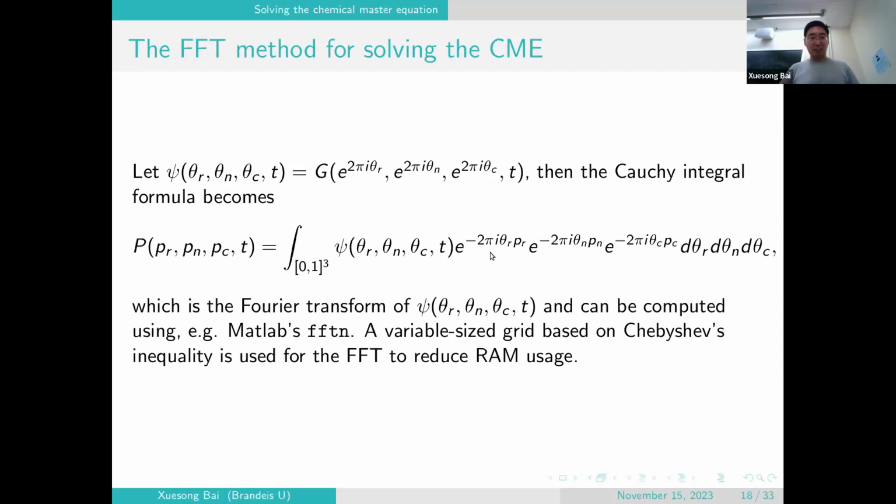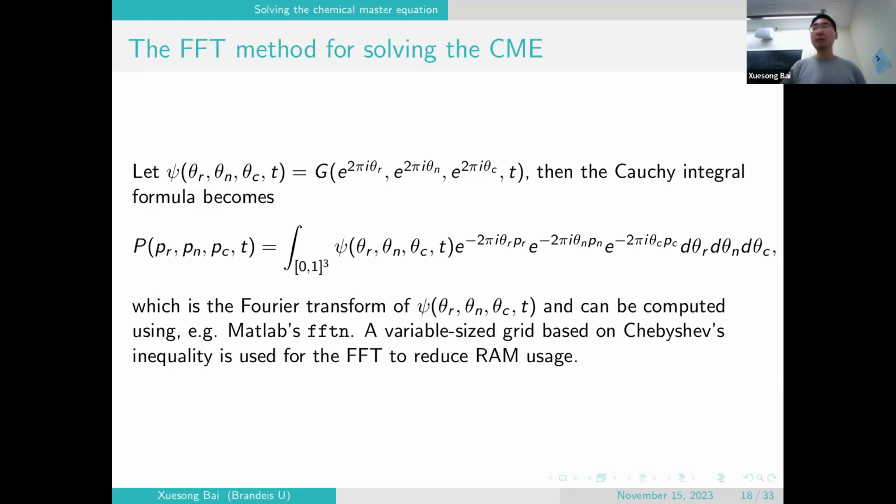What is this expression? This is simply a Fourier transform of this psi function. So this can be efficiently computed using standard FFT software packages. The only problem is if the protein numbers get large, this is pretty memory intensive. So I use a variable size grid based on Chebyshev's inequality to reduce the RAM usage. Anyway, what boils down here is we can now calculate the joint distribution.